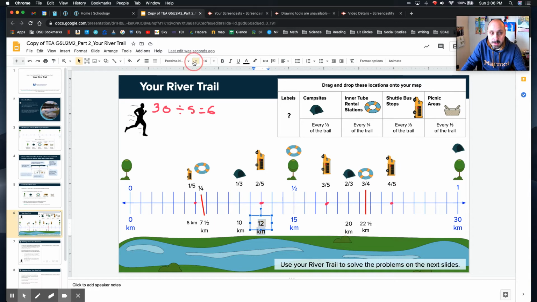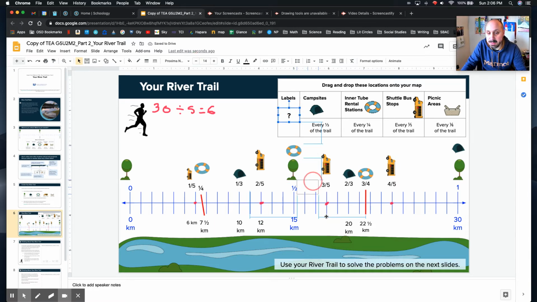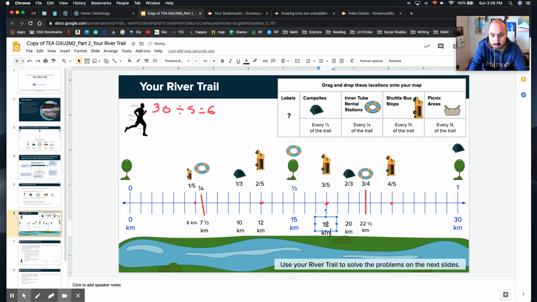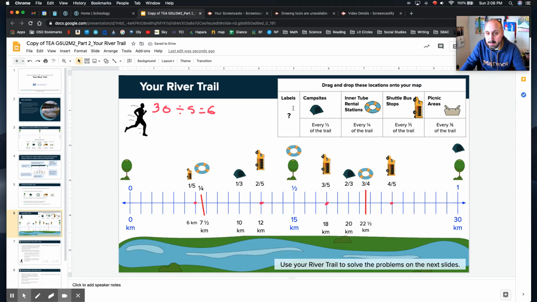A little smaller. And then another 6 is 18. 6 times 3 is 18. And then the last one will be 24 kilometers, because 6 times 4. Okay. And then my last one.